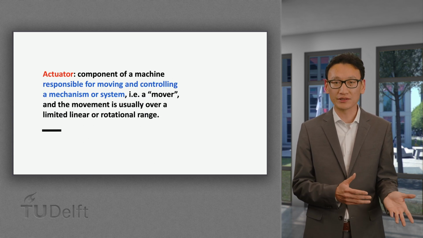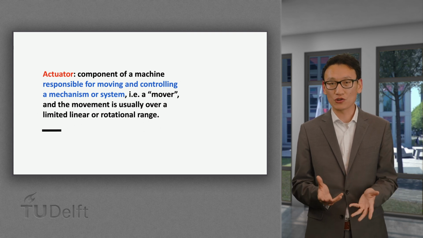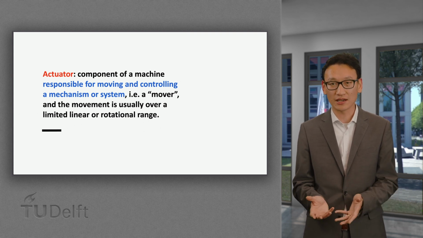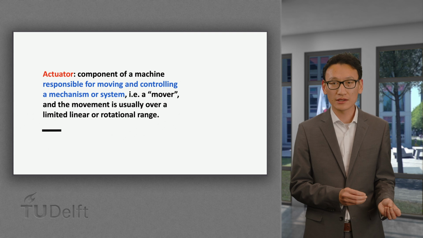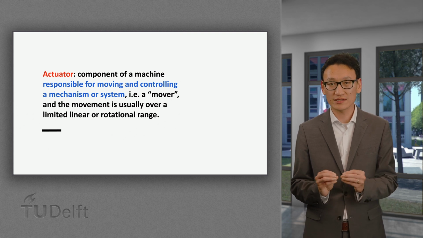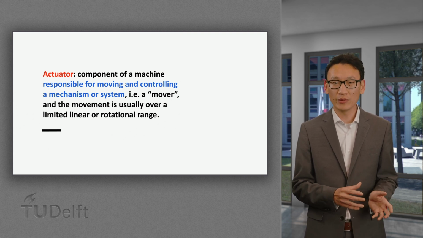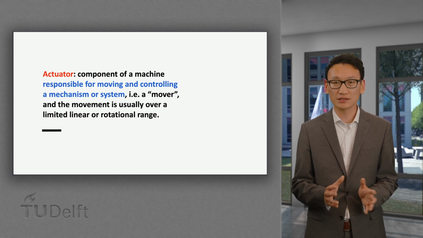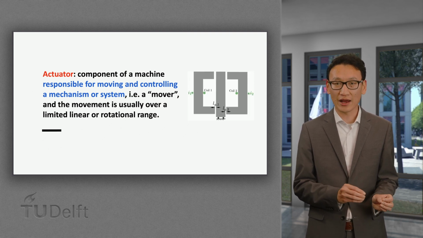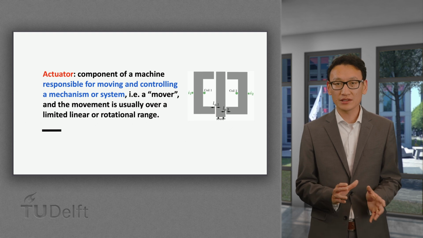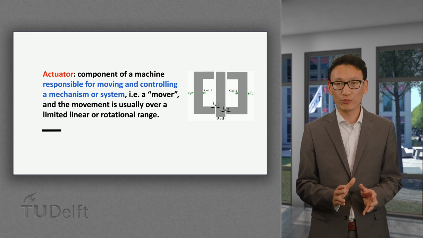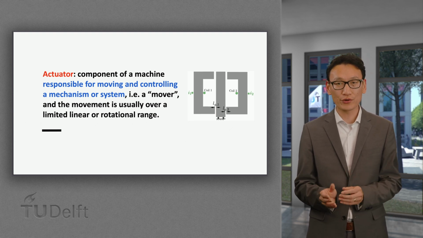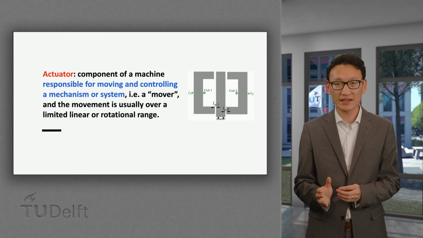Actuator is a component which moves or controls a mechanism or system. Or in simple words, it's a mover which moves things. Usually, the movement of it is limited in range. The figure on the screen shows a linear actuator. You may see the bar in the middle would be able to be moved by energizing two coils on the sides because of magnetic attraction.